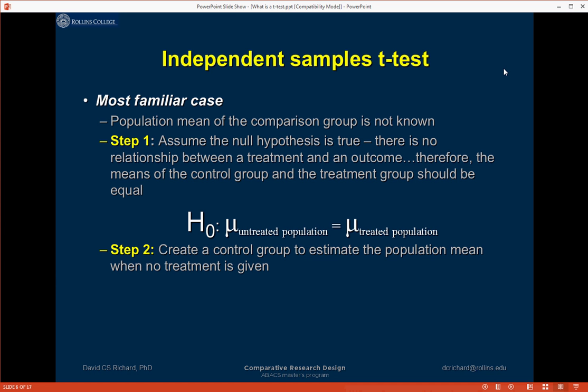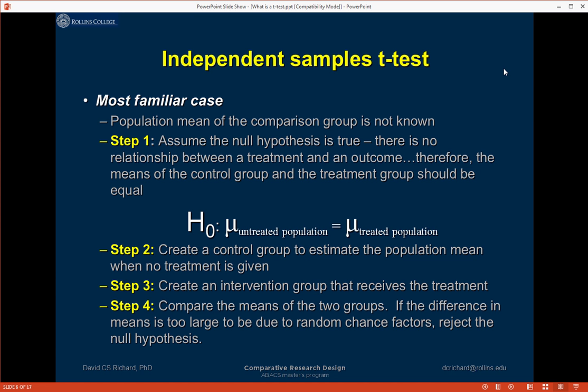And then the fourth step is to compare the means of the two groups once the treatment has been given to the treatment group. If the difference in the means is too large to be due to random chance factors, and we calculate that mathematically based on the standard error, but we're not going to go into that because it's not necessary for this course, then we would reject the null hypothesis. So rejecting the null hypothesis is a mathematical outcome. And there are very specific steps that, again, if this was a statistics course, I would walk you through, but I'm not going to do that.